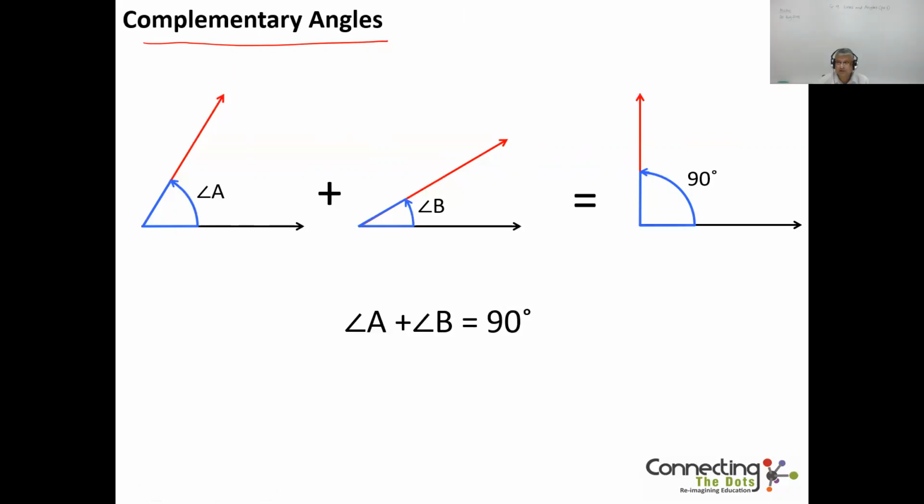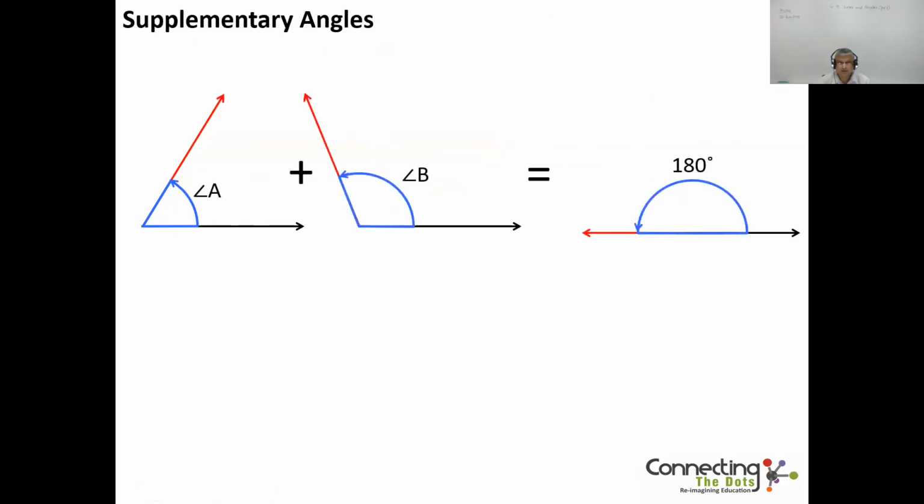Next comes supplementary angles. So what is supplementary? If you have two angles and they add up to 180 degrees, then they are called supplementary angles. The pair of angles is called supplementary. So that is angle A plus angle B is 180 degrees.